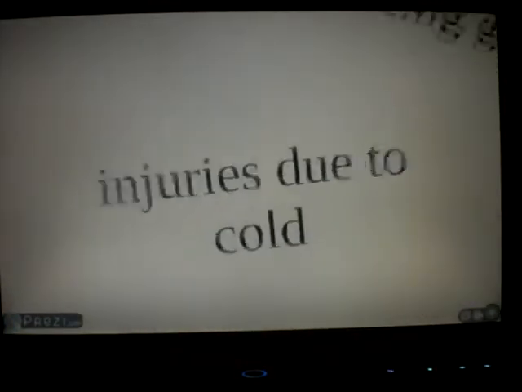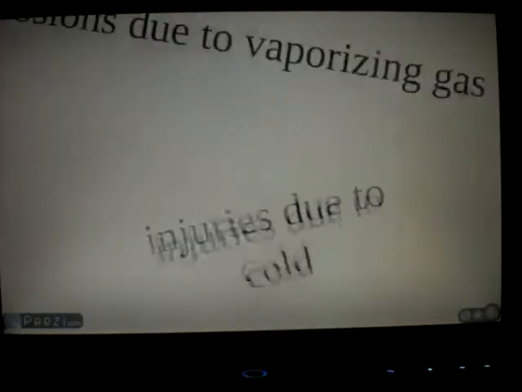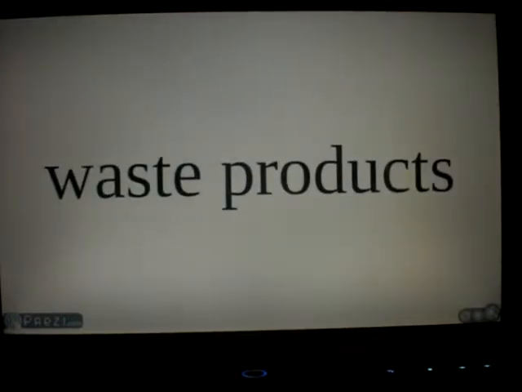But what are some risks of cryogenics? Well, there are many explosions due to the pressure exerted on the vaporizing gas. There are also injuries due to cold, because obviously cryogenics is a cold environment to endure. Obviously, the problem of waste products. So where are we going to put the waste products of cryogenic processing?